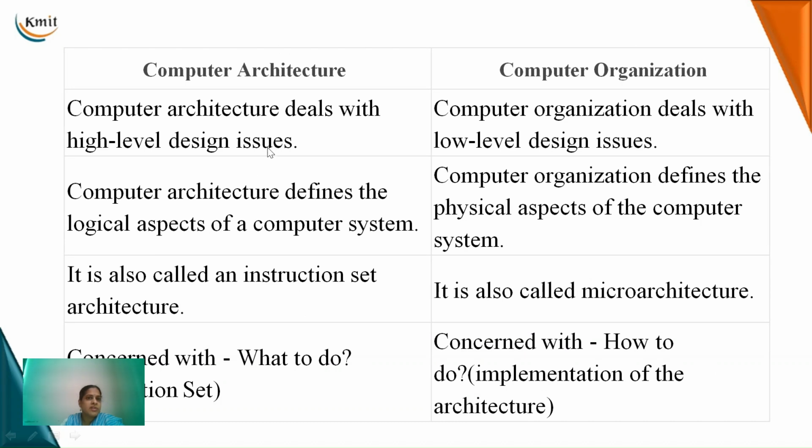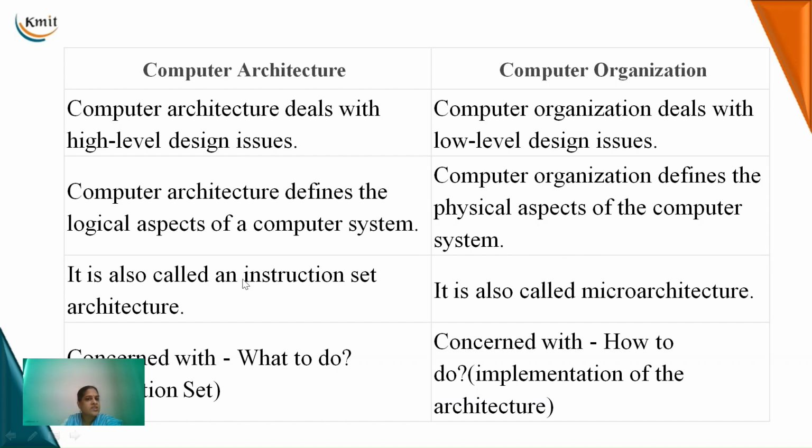So, in case of computer architecture, it mainly deals with the high level design issues. Since it is present at the higher level, it deals with the high level design issues, whereas organization deals with the low level design issues. Here, the computer architecture defines the logical aspects of the computer system, whereas the computer organization mainly defines the physical aspects or the physical components of the computer system.